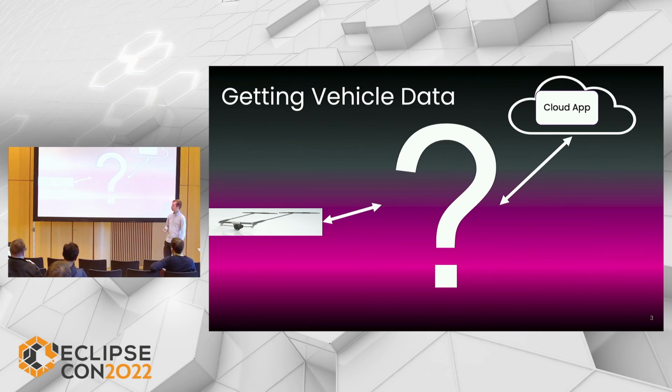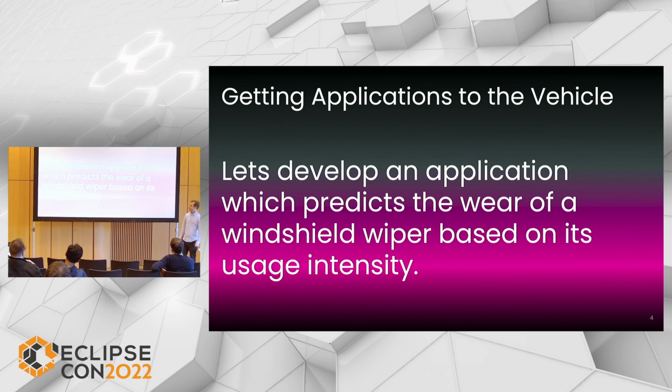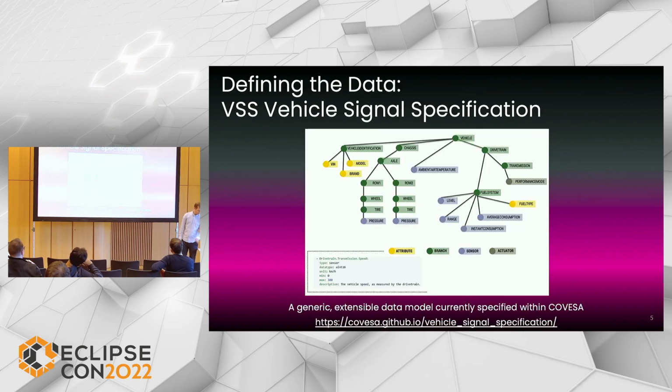There are so many options, and one option is what I would like to present in the next couple of minutes about the SDV project. Let's develop an application which predicts the wear of a windshield wiper just based on its usage intensity. So how to do that? The first thing is actually defining the data. How do we actually talk about the data we want to process here?